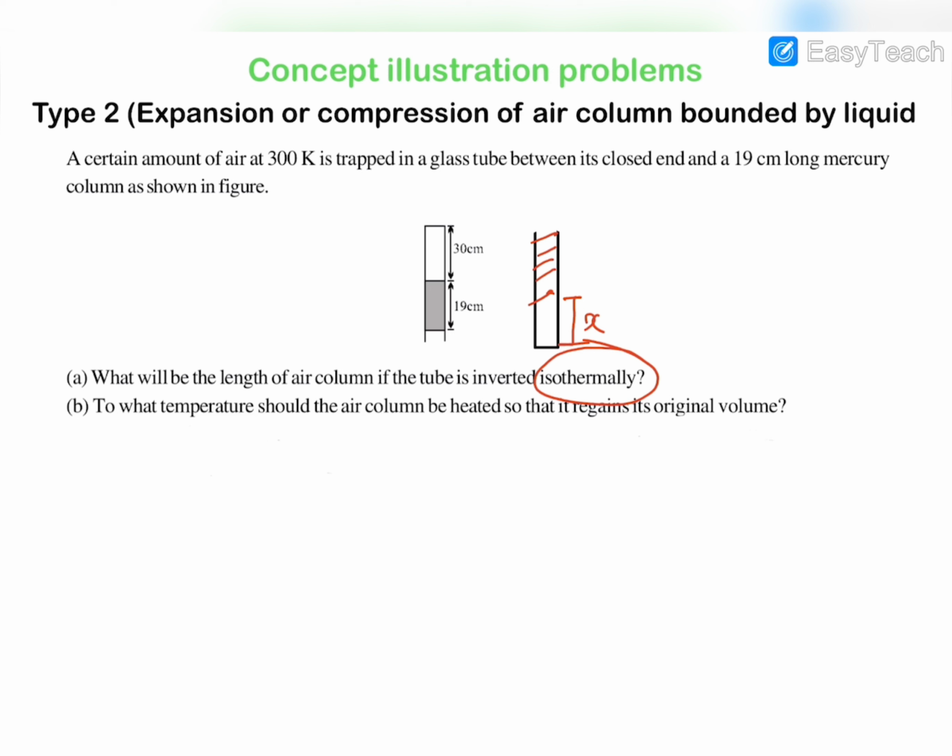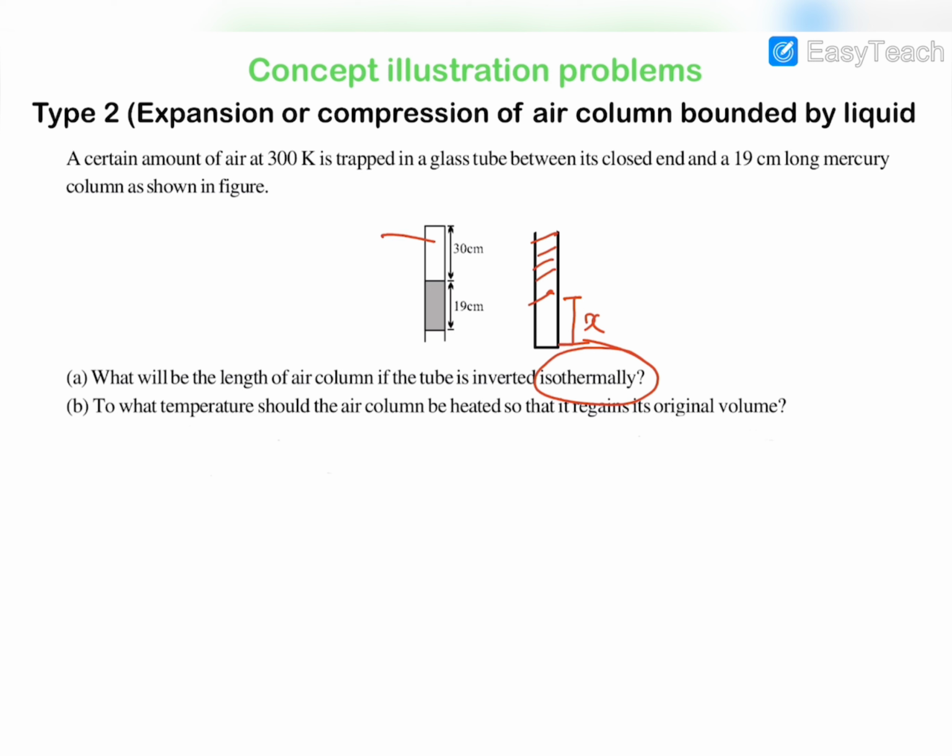Now in this question, it is particularly mentioned that this process is isothermal. So we have to find out the length of this air column. There is a requirement of two equations, the equation of pressure from fluid dynamics and the equation of isothermal process. So let us see how we will make those equations.